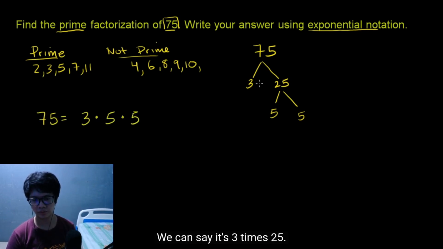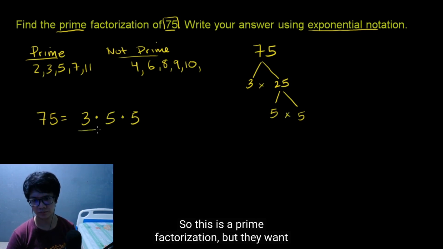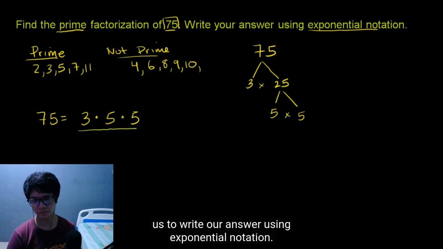We could say it's 3 times 25. 25 is 5 times 5. So this is a prime factorization, but they want us to write our answer using exponential notation.